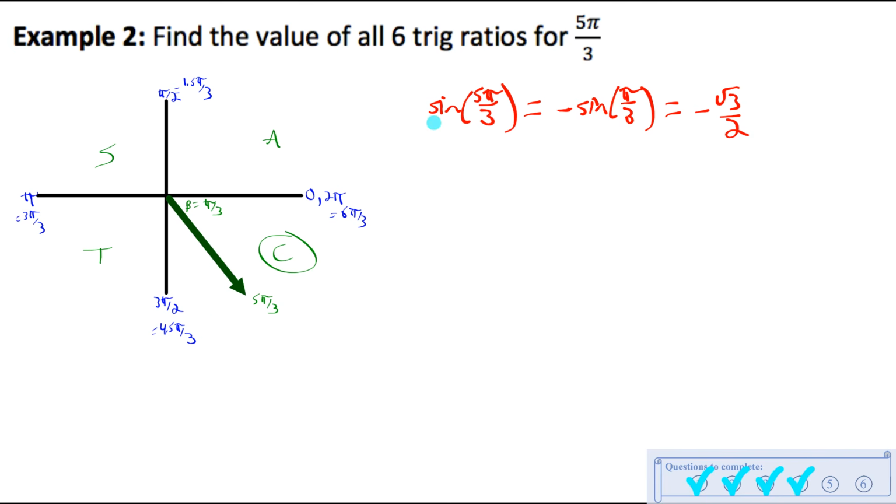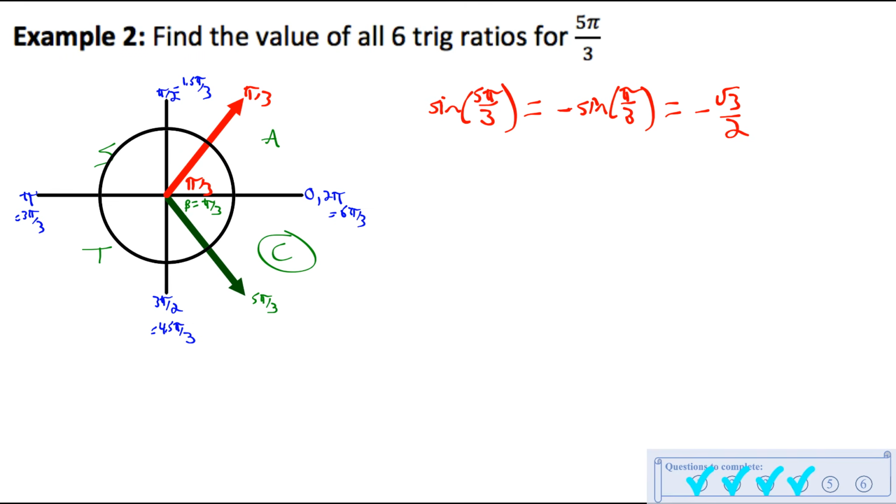Let me just take a moment and give you another explanation as to why that part of the equation is true. Why is sine of 5 pi over 3 equal to the negative of sine of pi over 3? Why does that make sense? Well, if I were to rotate pi over 3, that would bring me to this red terminal arm that has a reference angle and principal angle of pi over 3. Let me draw a unit circle with a radius of 1. Where would they intersect the unit circle? The red one would intersect there, the green one would intersect here.